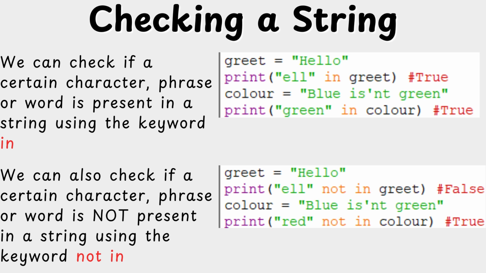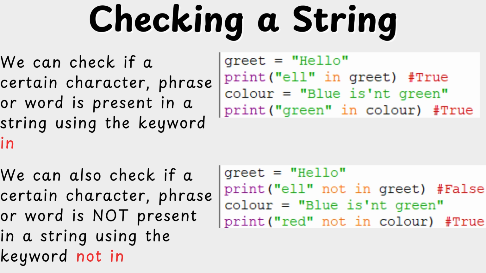Now we can also check if a certain character, phrase, or word is not present in a string using the keyword not in. So let's say again, we have greet equals hello. Then I can print if "el" is not in greet. But it is in greet, so the fact that it is not in greet is false. Now we also have color. I have "blue isn't green". If I print "red" not in color, red is not inside that string, so it is true that red is not in the color.